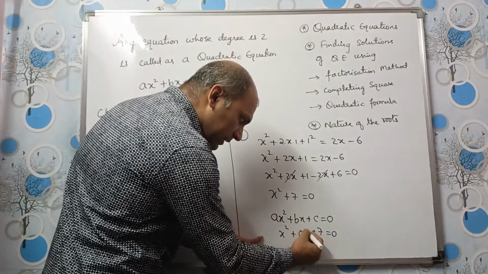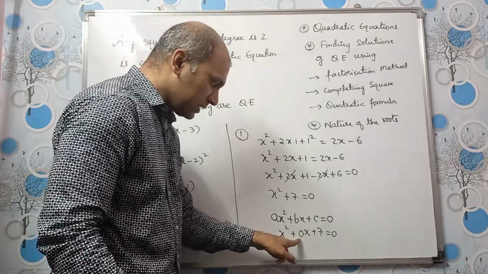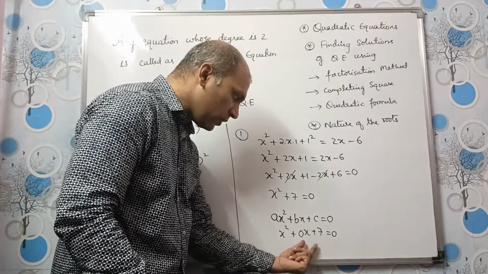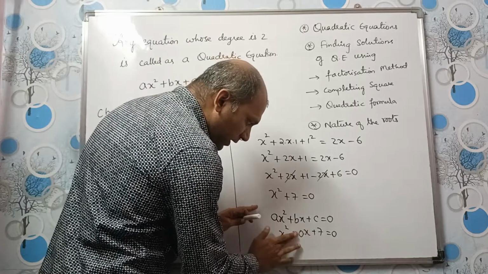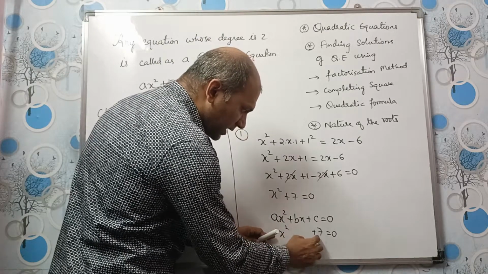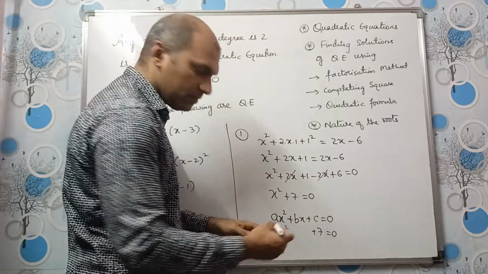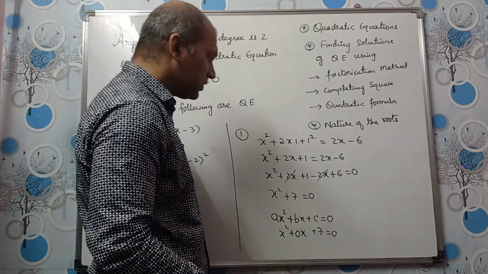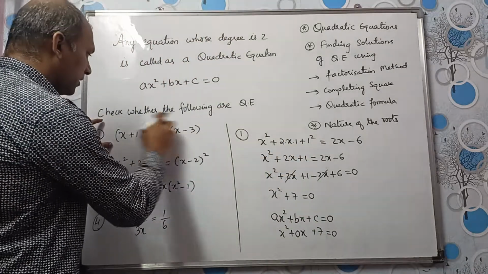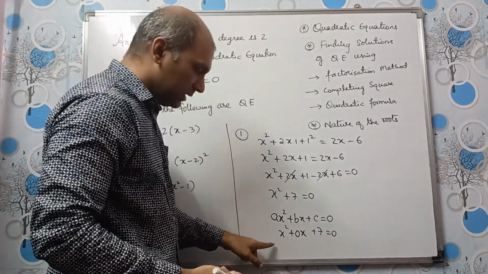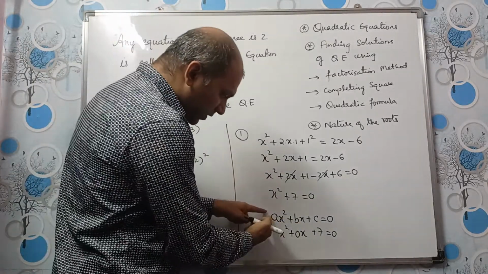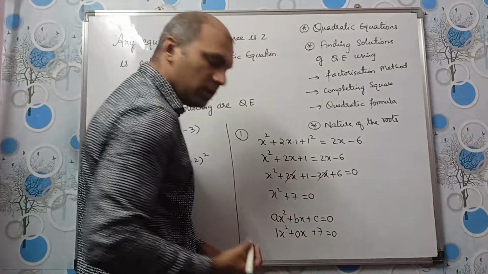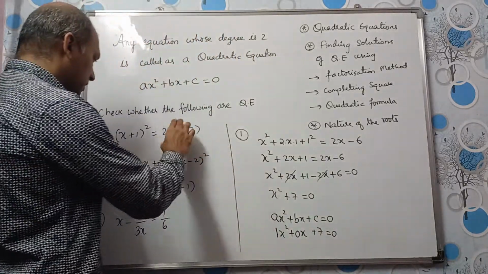So maybe it was like this: 0 into x. x square plus 0 into x plus 7 is equal to 0. We can write x square plus 7 as x square plus 0x plus 7 only, because 0 into x is equal to 0. So x square plus 7 and x square plus 0x plus 7 are equal. If you simplify this, is it a quadratic equation or not? Yes, it is a quadratic equation, in which a is equal to 1, b is equal to 0, c is equal to 7. I hope you understood this.